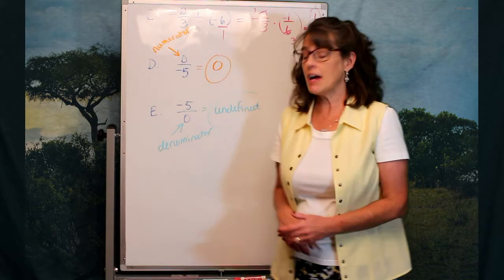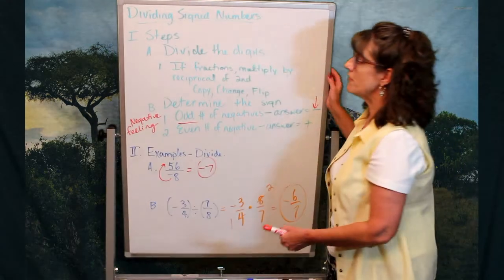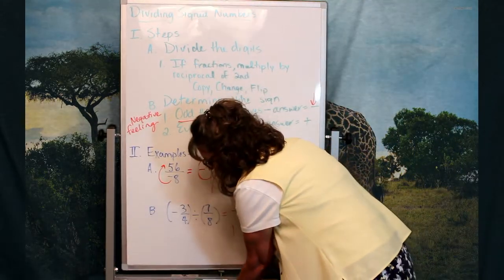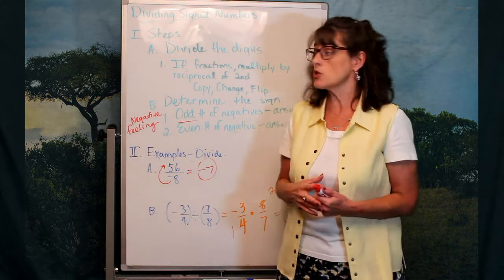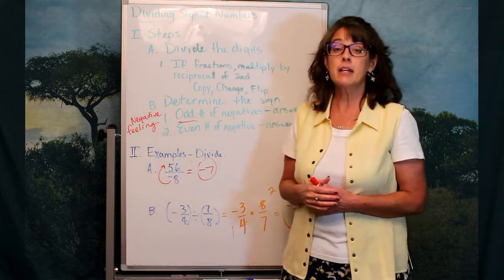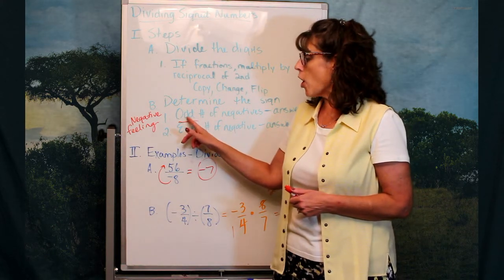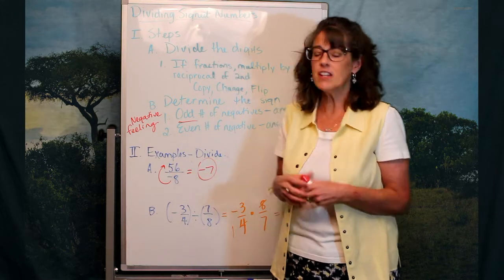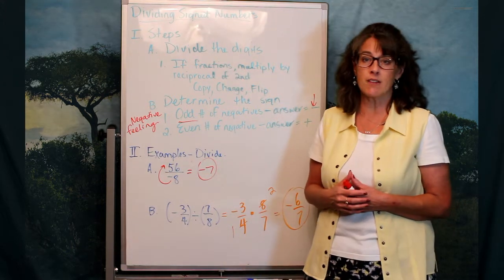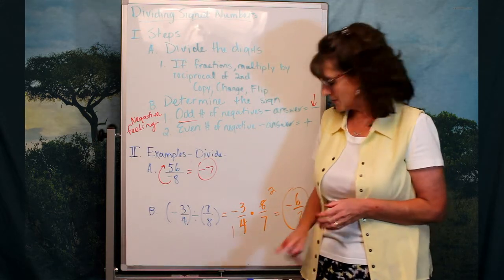But the bottom line of this lesson is simply to say that whenever I'm dividing my signed numbers, what I'm going to do is divide the digits to get the digit of my answer. I'm going to determine the sign, and like before with multiplying signed numbers, an odd number of negatives gives me kind of that negative feeling. It's an odd negative feeling, so therefore my answer is going to be negative. An even number of negatives gives me a good feeling, so I'm going to have a positive for my answer.